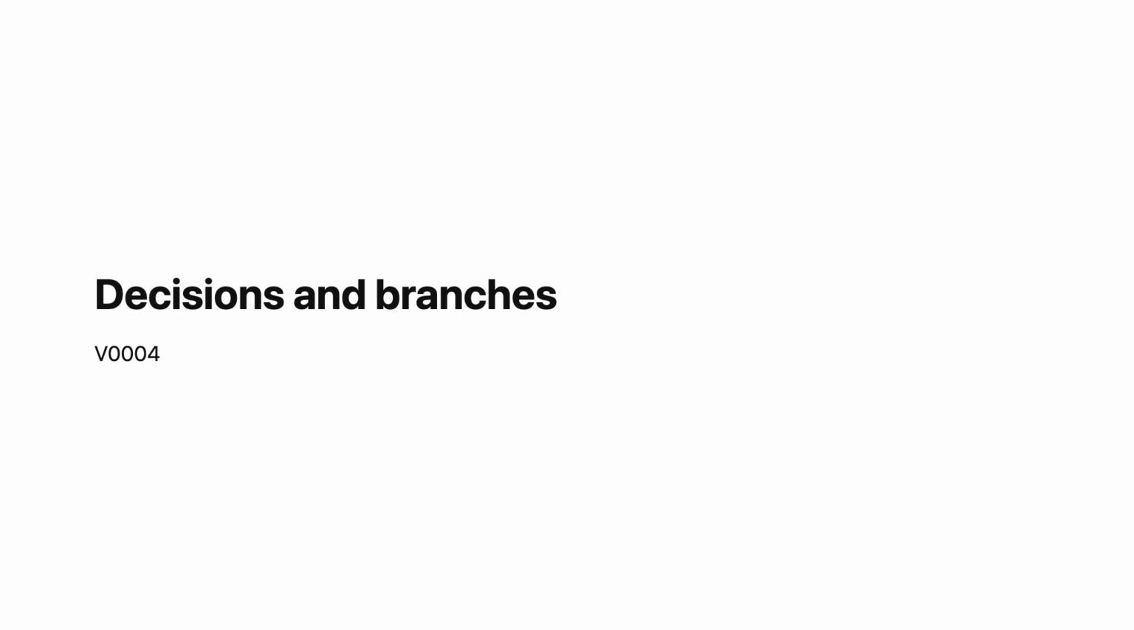Decisions and branches. So far, we have seen programs that execute instructions in a fixed sequence. Every instruction executes in order every time. But real programs do more than that. Real programs make decisions. They choose between different paths based on conditions. Today, we will understand how programs make choices, how they branch, and how different conditions lead to different outcomes.